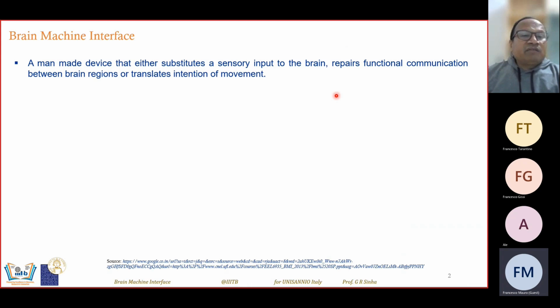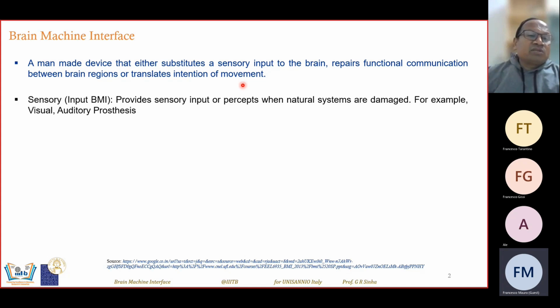So what is brain-machine interface? A man-made device that can either substitute a sensory input to the brain, or repair functional communication disorder between brain regions, or help in translating the intention of movement. I mean, what is the user's intention? So there comes brain-machine interface. Like we talked about three things: sensory, repairing, and the translation.